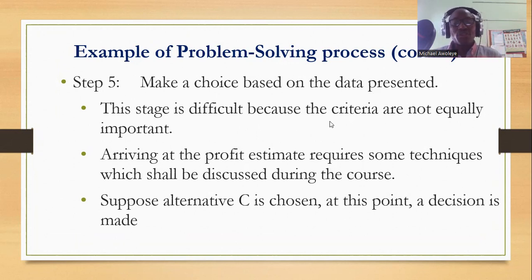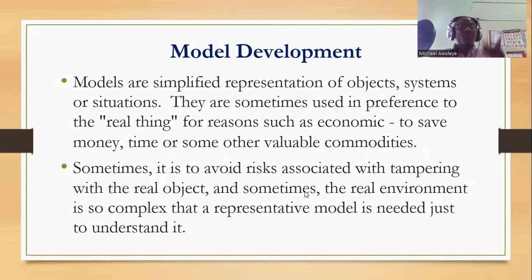When this stage is difficult because the criteria are not equally important, then arriving at the profit estimate requires some techniques, which shall be discussed as we go in this course. Then suppose alternative C is chosen at this point, a decision is made. But that does not mean that alternative C is the optimum alternative.